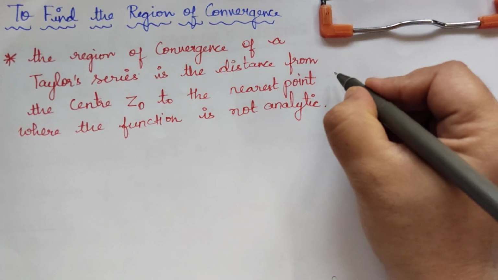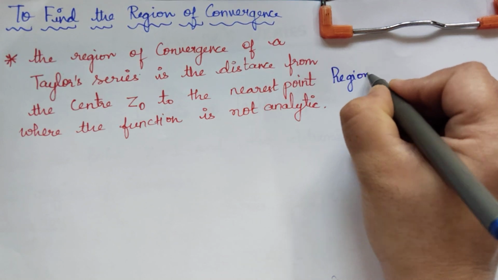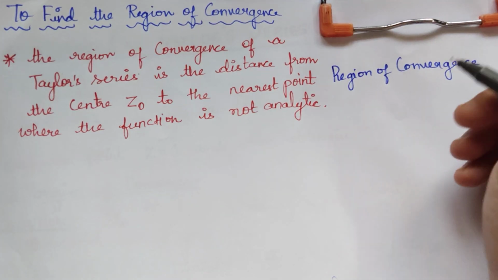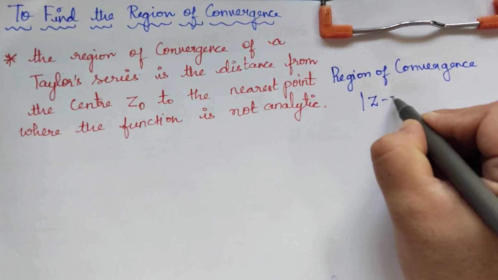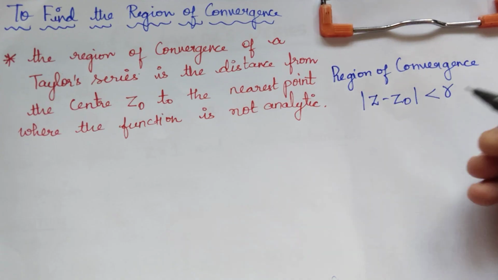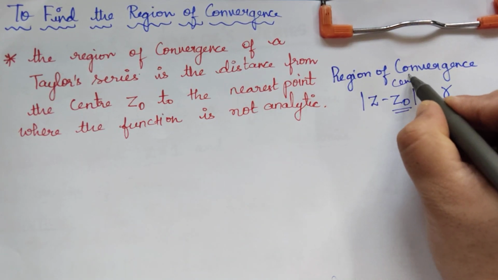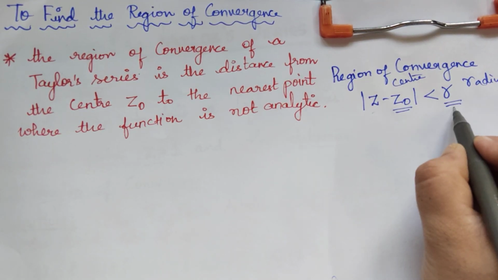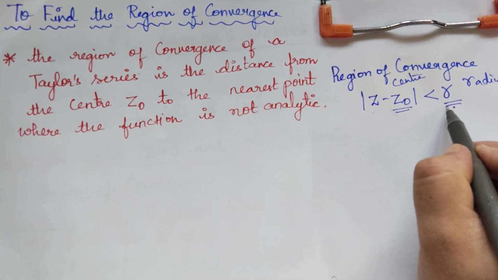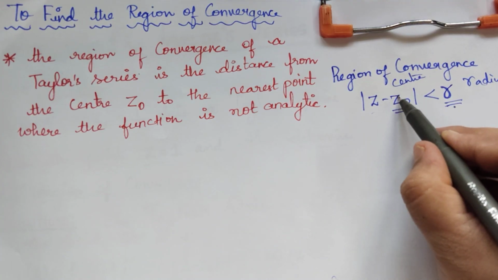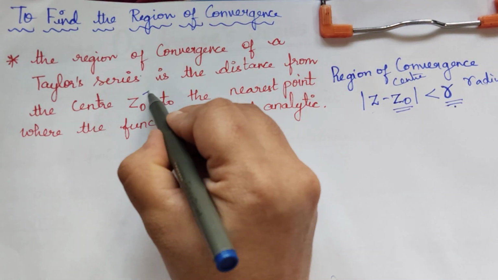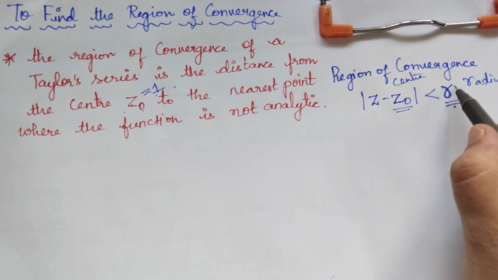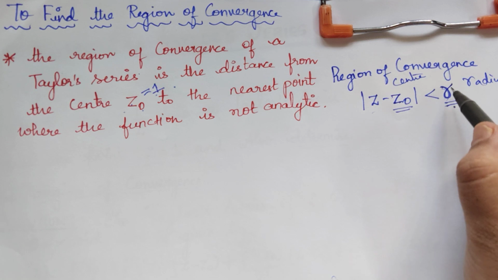And how do we write the region of convergence? Modulus of z minus z0 lesser than r, where z0 is the center point and r is the radius. So this will give us the region of convergence. Now in order to write this, we should know what is r. We already know what is z0. Here z0 is 1. Now r is the question. So what is r? The radius.